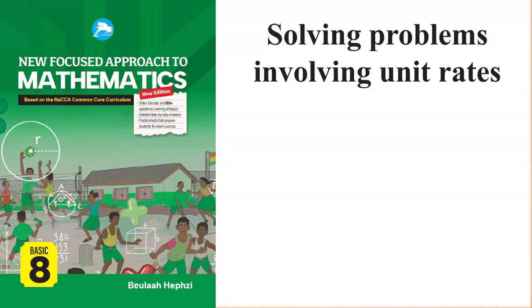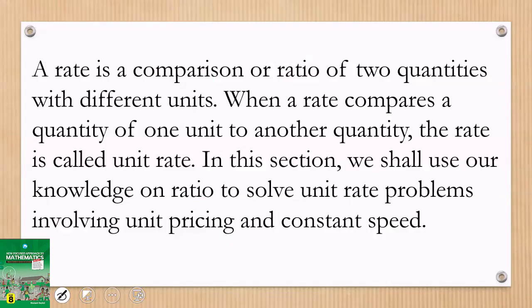When we talk of rates as compared to ratio, we are saying that rate is a comparison, or a ratio, of two quantities with different units. Normally, ratio comes with the same unit. Rate comes with different units. When a rate compares a quantity of one unit to another quantity, the rate is called unit rate. So something per something. Maybe 10 kilometers per hour or 20 meters per second.